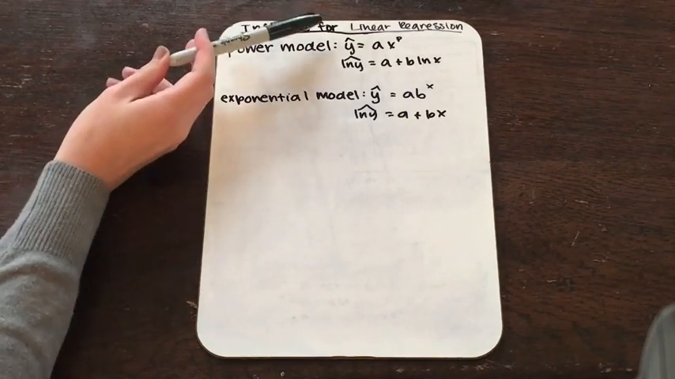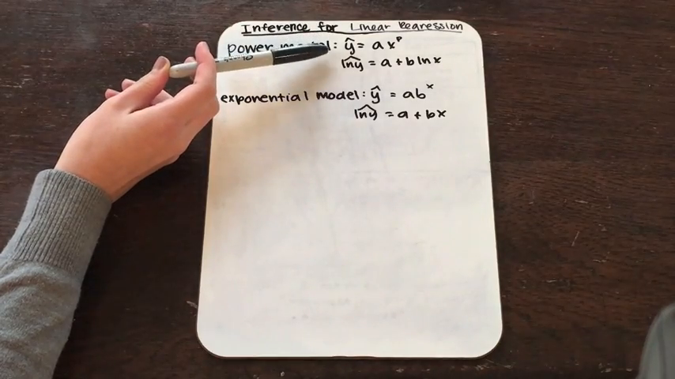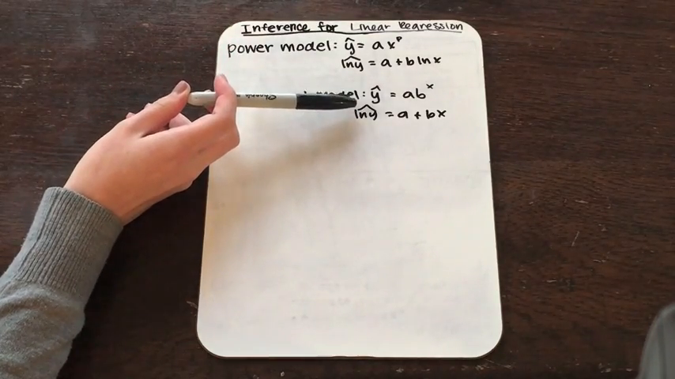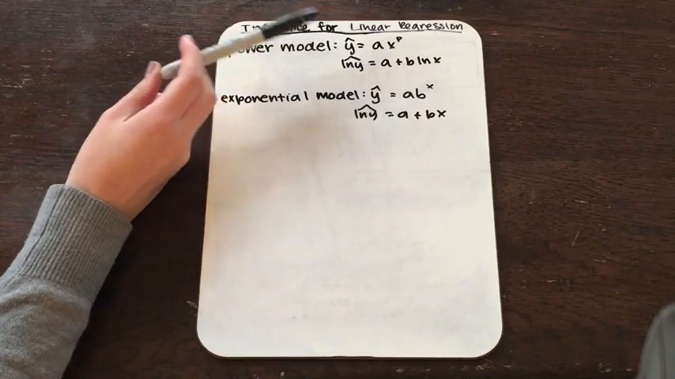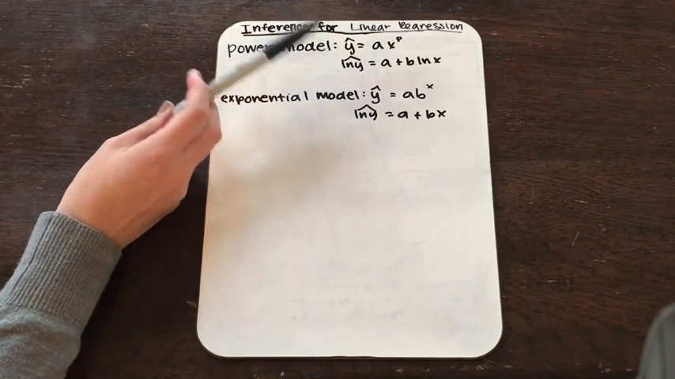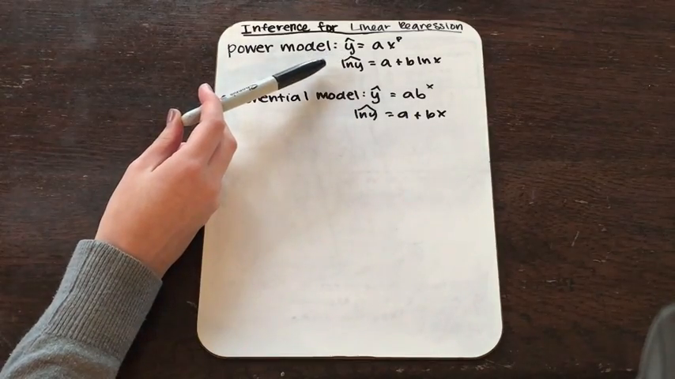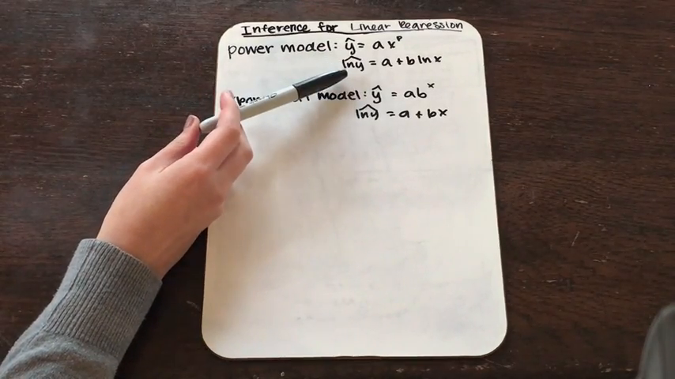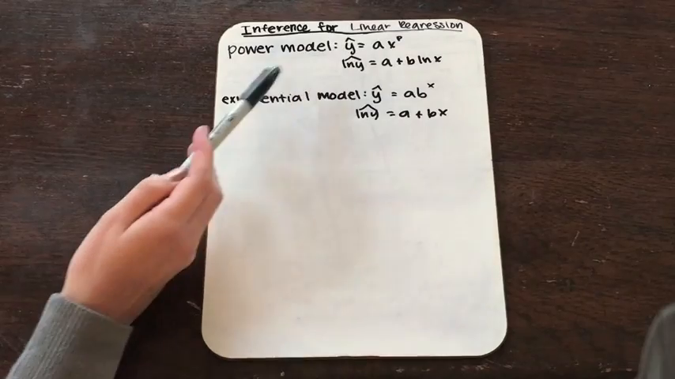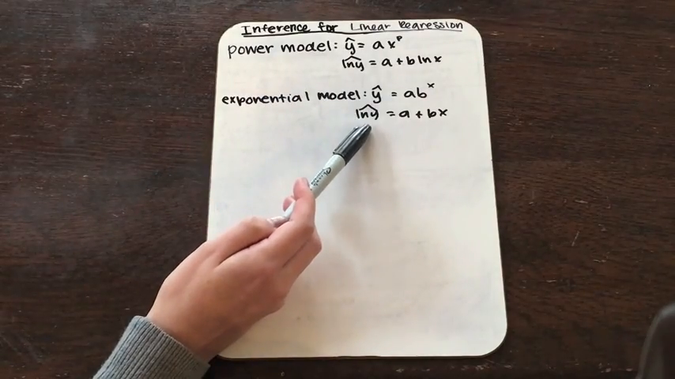So these are the forms that they might fit into, the y hat equals ax to the p, and the y hat equals ab to the x. And then you can transform them to make them look more linear and be able to do the inference. So for the power model, you take the natural log of the y and also the x, and for exponential, you take the natural log of just the y.